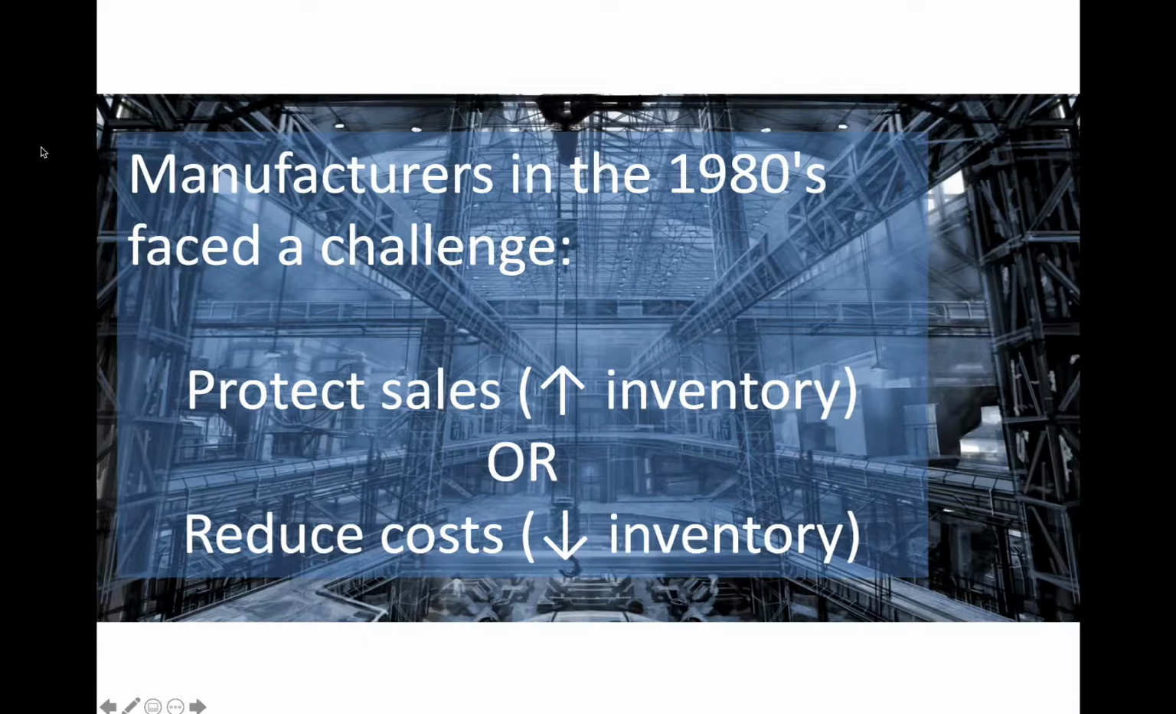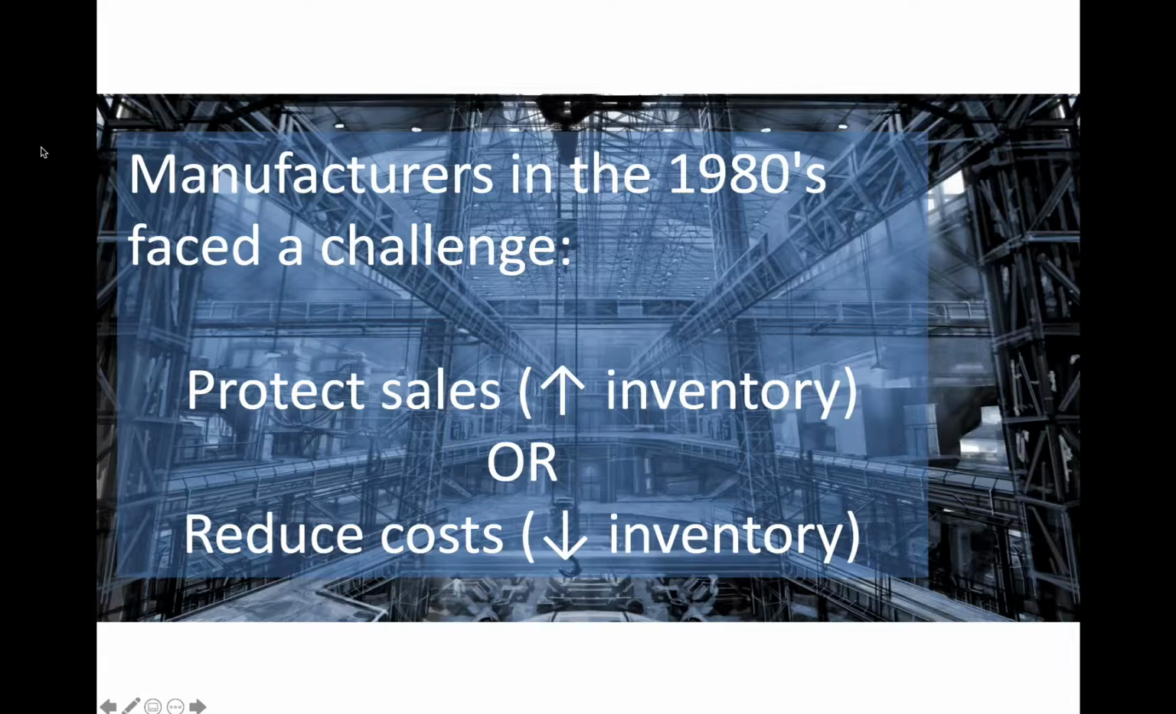Manufacturers in the 1980s faced a serious challenge. They were being asked to protect sales and at the same time reduce costs. Well, what does protect sales mean? In order to protect sales, companies had to increase inventory. Protecting sales means that if a customer calls your company to place an order, you want to have inventory on hand in order to be able to successfully fulfill that order.